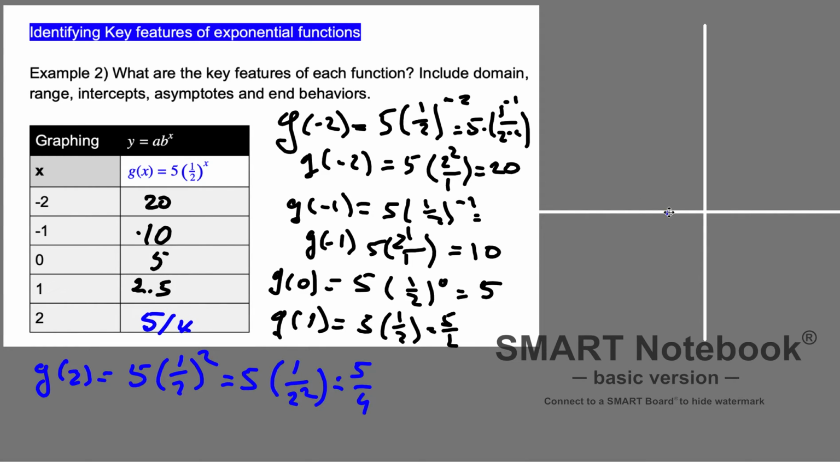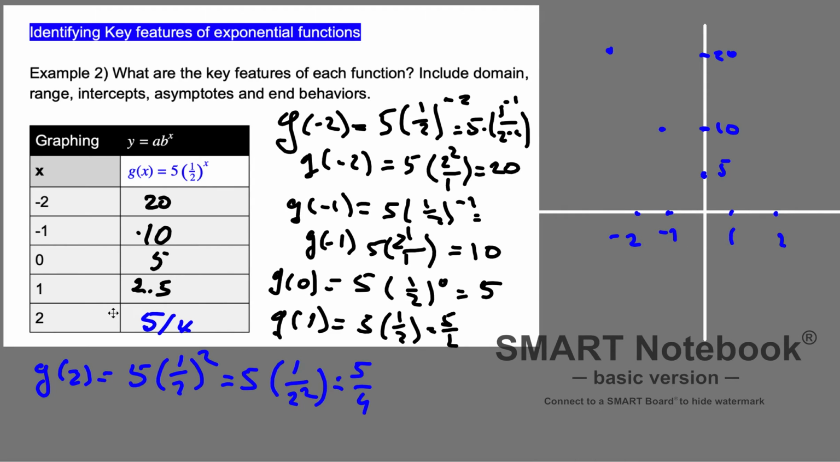Now let's plot them. Here is minus 1, minus 2, here is 1, here is 2, though the numbers are not to scale. At minus 2 the value is 20, so let's say here is 20, here is 10, and here is 5. So the points are: 0 and 5 is here, minus 1 and 10, minus 2 and 20.